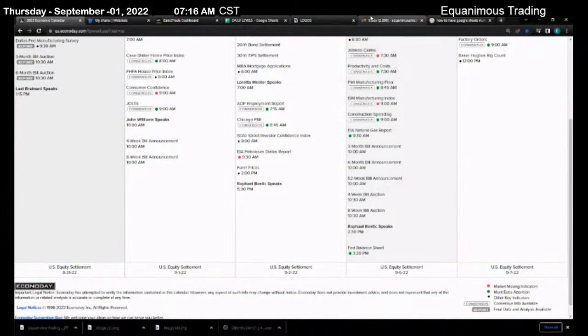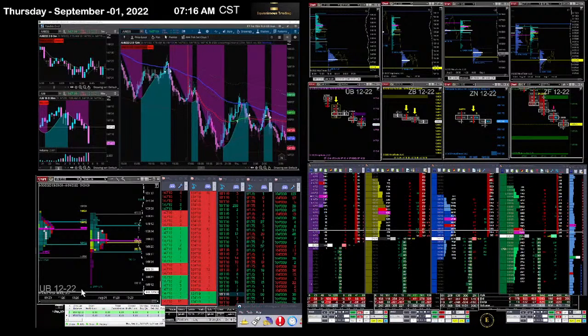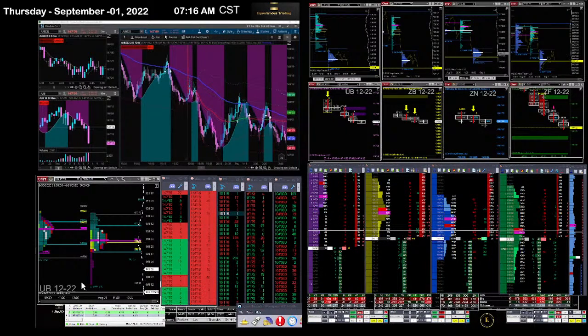So for me, what that means is that I will likely be very careful around the open. It's 10 minutes after the open. It's probably likely to be thin. It's likely to have things thin out before the number comes out. So I'll be especially cautious this morning.